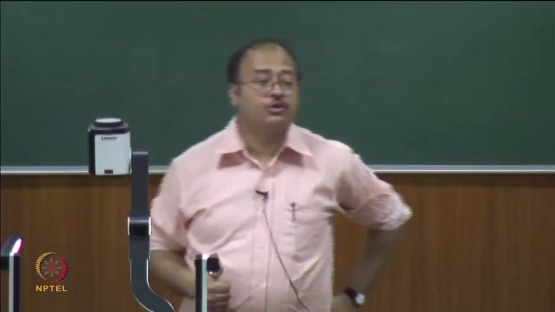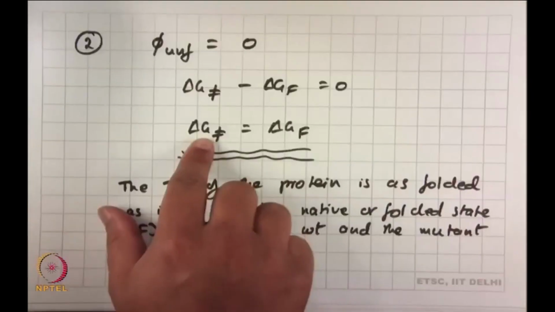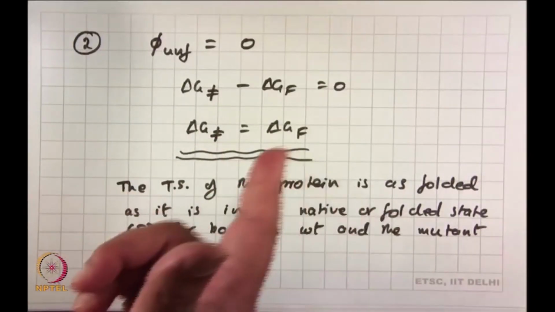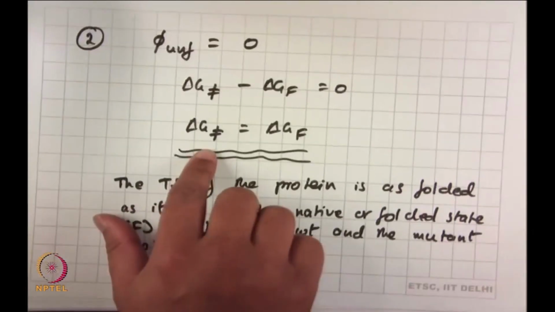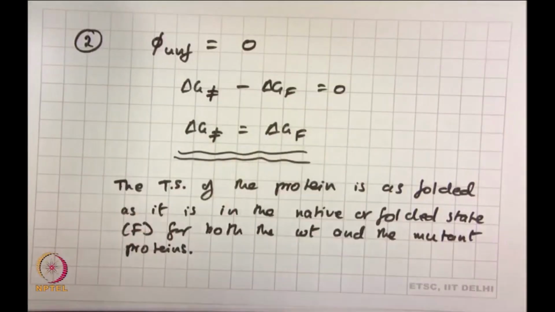If phi unfolding is equal to 0, then you can see immediately that my delta G hash, that is the change in transition state, is equal to the change of the folded state, right. Now it is no longer related to the unfolded state, because whatever change in the transition state you are having is not getting reflected in the unfolded state. It is getting reflected in the folded state, and that is why delta G hash is equal to delta G F. Okay. So, this is one way of looking at it, when you are moving from the folded state to the unfolded state, clear.